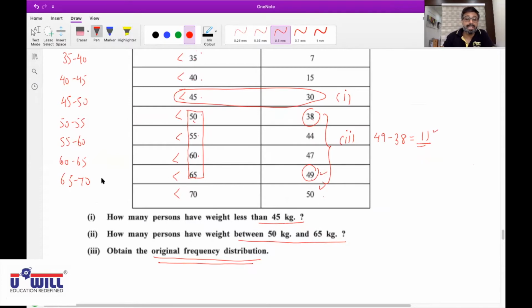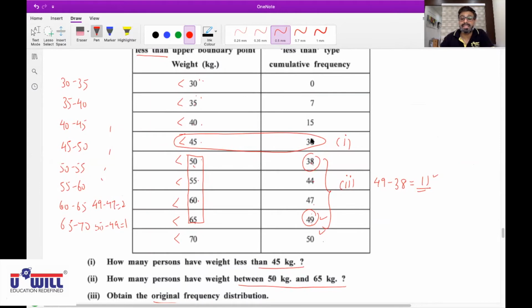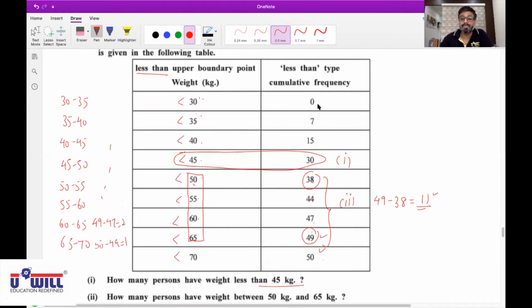50 minus 49, that is 1. Then 60 to 65, 49 minus 47, that is 2. And so on. 47 minus 44, 3. 44 minus 38, 6. 38 minus 38, 0. 30 minus 15, 15. 15 minus 7, 8. 7 minus 0, 7. Okay, this is how you obtain all the frequencies. So, a simple rule to be followed: start subtracting from highest CF.